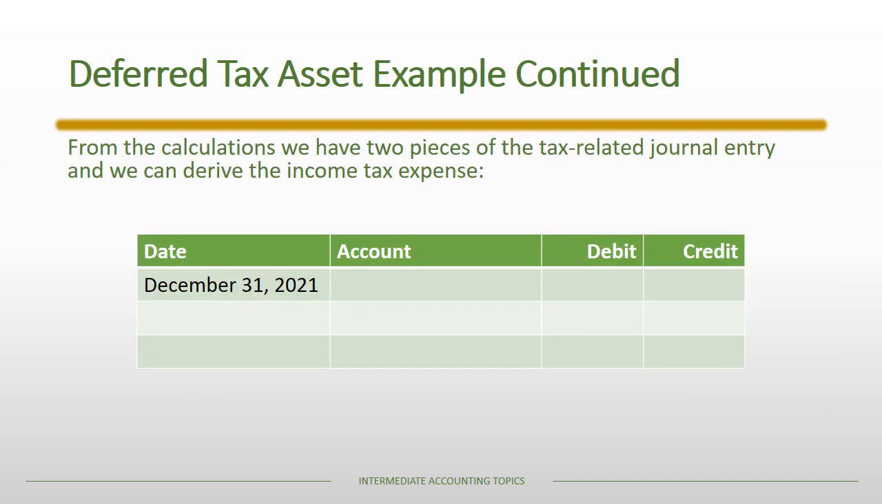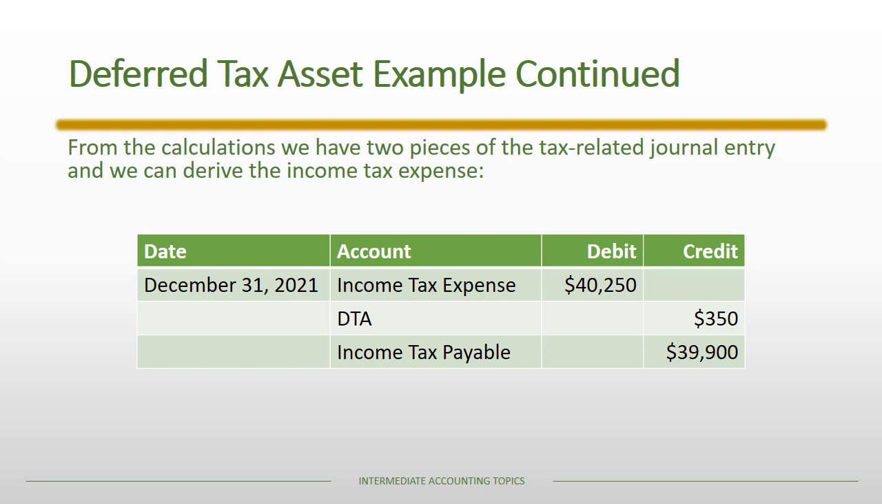So then we get to our journal entry on December 31st, 2021. We start with our income tax payable of $39,900. Then we have the entry for the deferred tax asset. Again, that deferred tax asset is getting smaller, so we're going to credit the account for $350, and we derive our income tax expense to be $40,250.